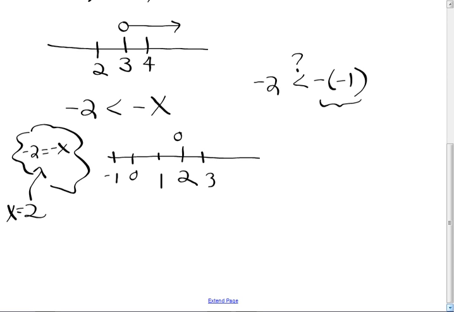Can you please explain to me what the little arrows are? This is less than. No, it's a less than. Some people do it this way, I just do it this way. It doesn't matter. It's a less than symbol.